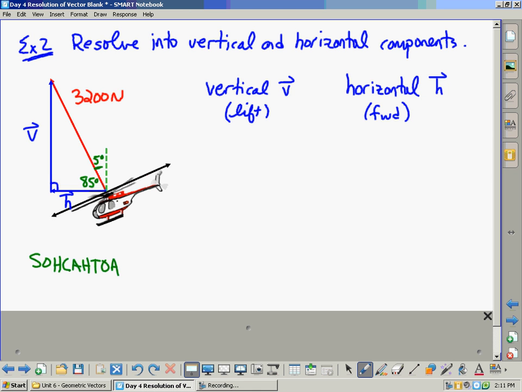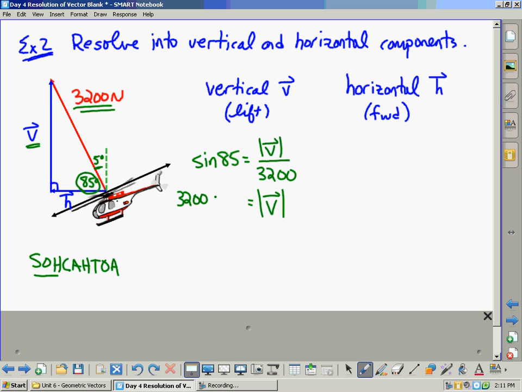So now to find the vertical one, we just have to figure out from SOHCAHTOA what's our information. Well, we're going to use the 85-degree angle, which makes this the opposite, and our known is the hypotenuse. So we're going to use sine. So sine of 85 is equal to V, opposite, over hypotenuse, 3,200. Very quickly, the math would tell me that I'll multiply by 3,200, sine 85, punch that into my calculator, and I get an answer of 3,187.8 newtons.